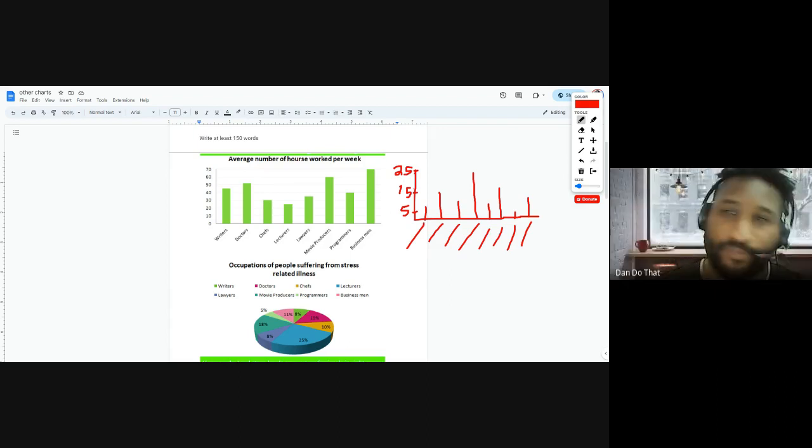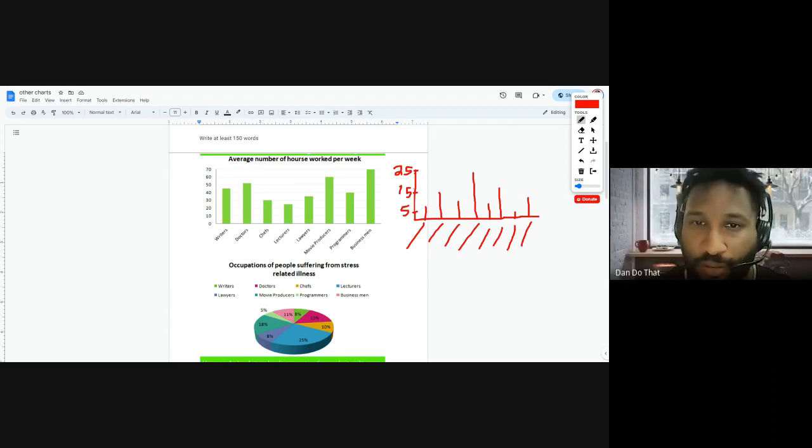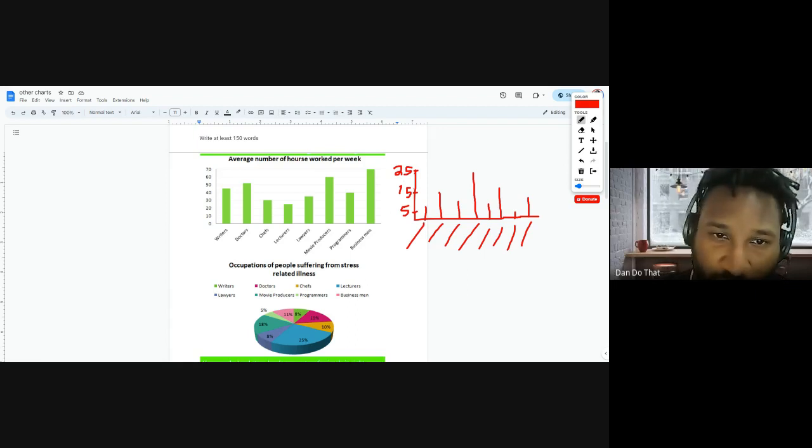All right. Now we got the 2 charts, right? Now, if you want, you could put them next to each other. Writers is 8. So we could draw them here, put 8, and then doctors is 15-ish. All right, chefs is 10. Lecturers 25.